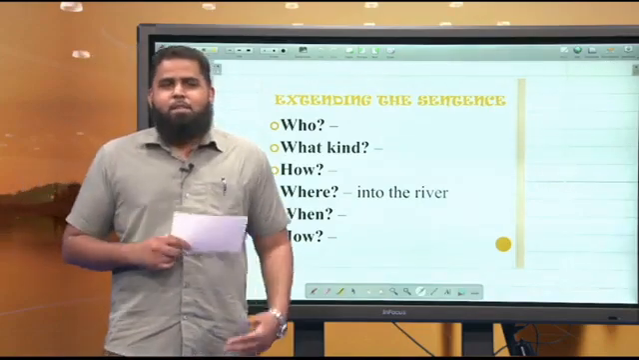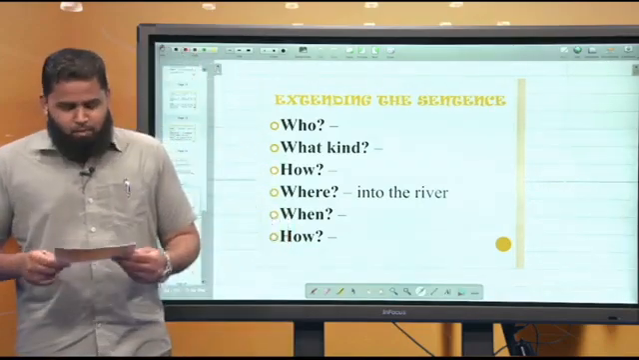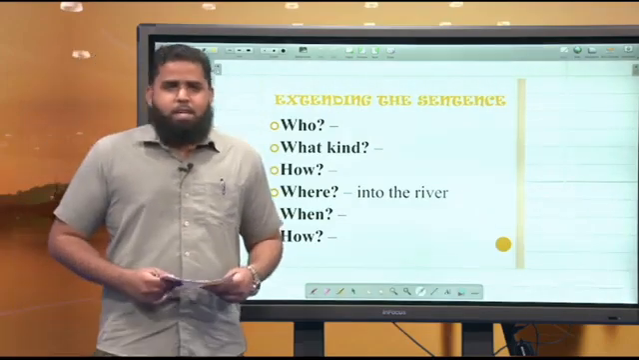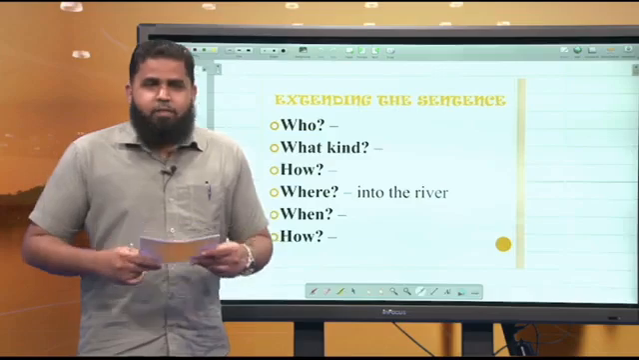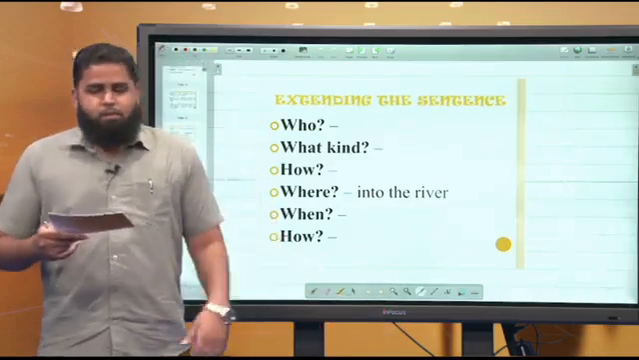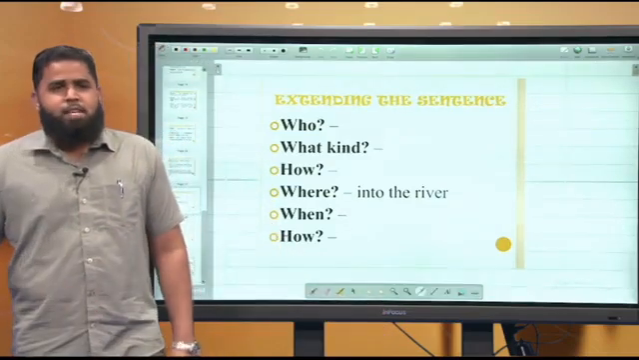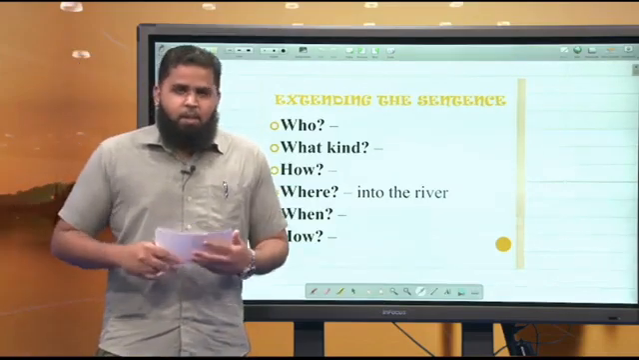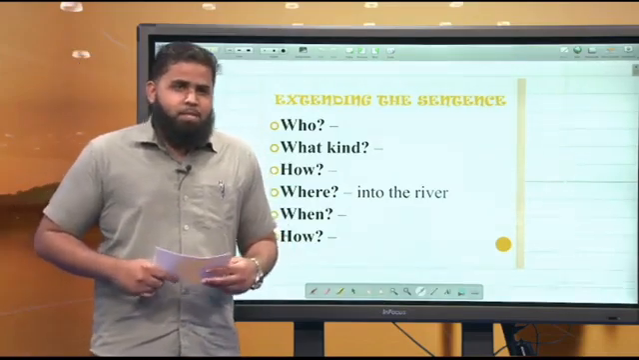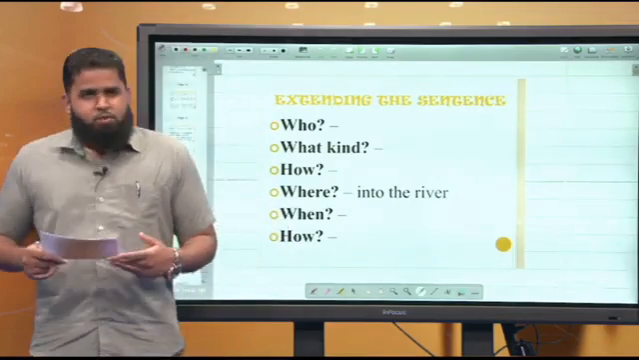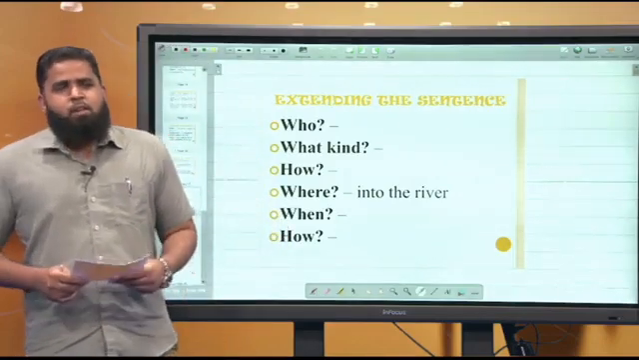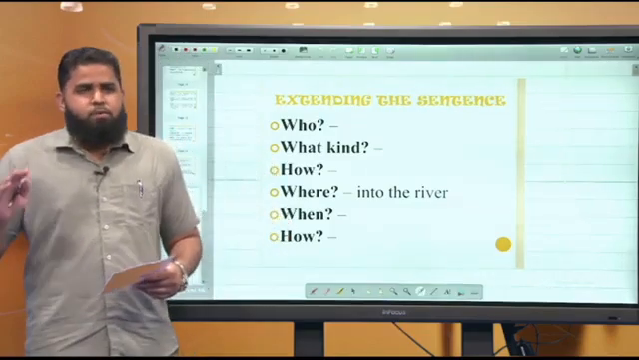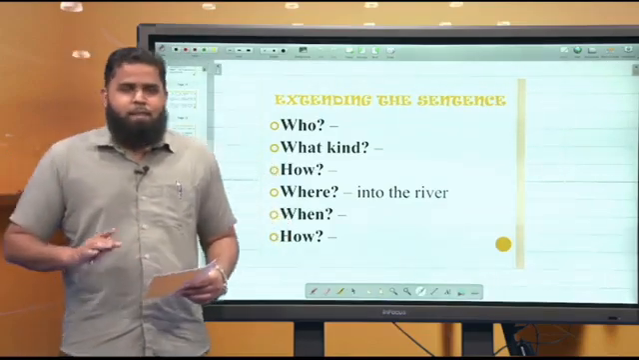Something is happening by a river, okay? What can we do with this sentence? Right? I can come up with a sentence that's quite simple. The fisherman cast his net into the river. The fisherman cast his net into the river, right? That's a fairly simple sentence. But what can we do to make this sentence a bit more interesting using our W's and our H's? Now, as an exercise, you can write down this into the river. Use the who, the what, the how, the where, the when.